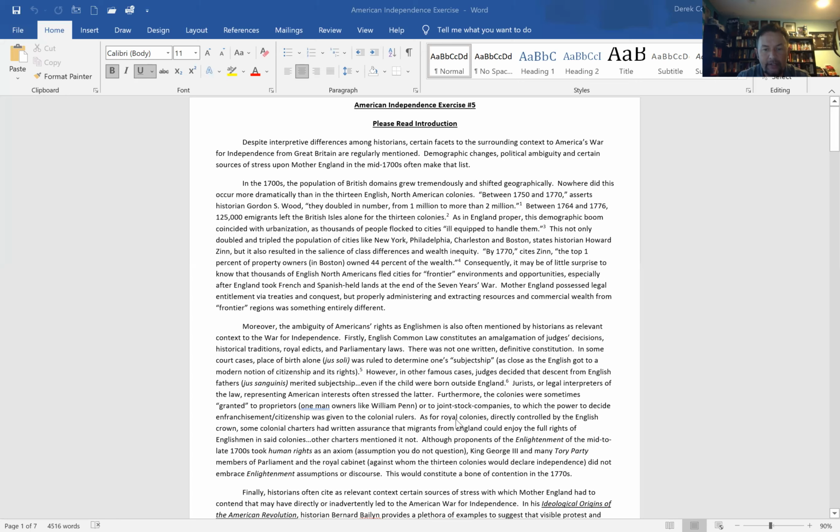So they contended that George III, the young King of England during the war, said that American subjects, as he called us, enjoy more rights and freedoms than any subjects on the face of the earth. The subjects of Great Britain.